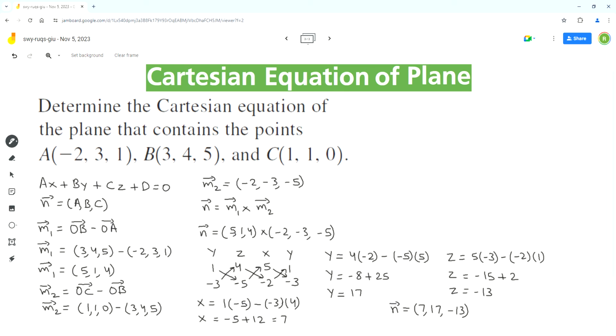7, 17 and -13. So that means in the general equation, the value of A is 7, B is 17, and C is -13. We can sub in these values in the general equation.